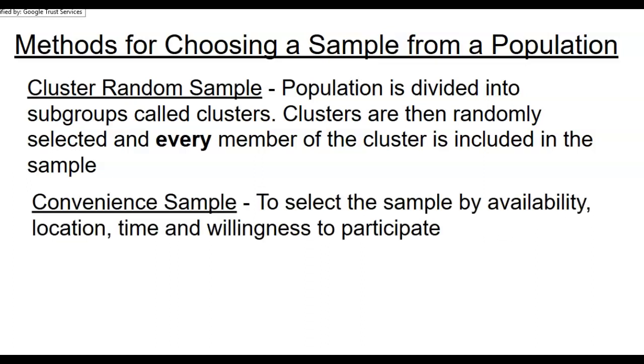A convenience sample. Convenience sampling is perhaps the easiest method of sampling because participants are selected based on availability and willingness to take part. An example would be to stand at the entrance to school and ask the first 25 people to walk up.